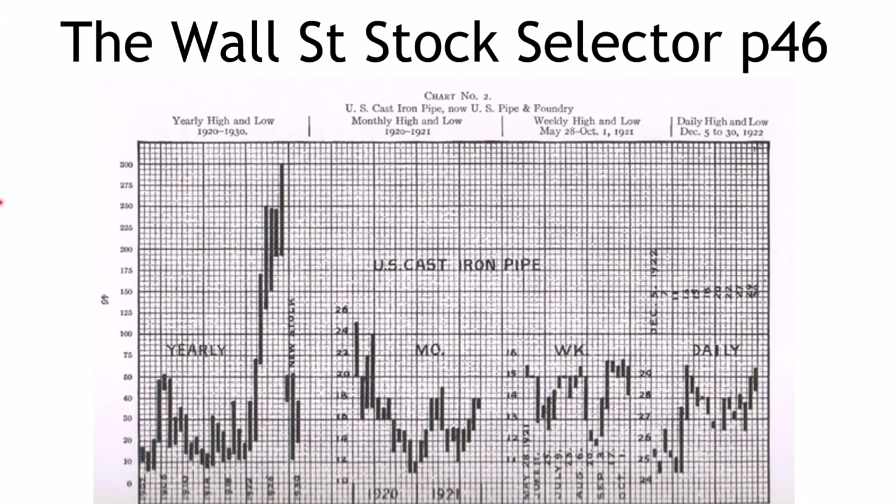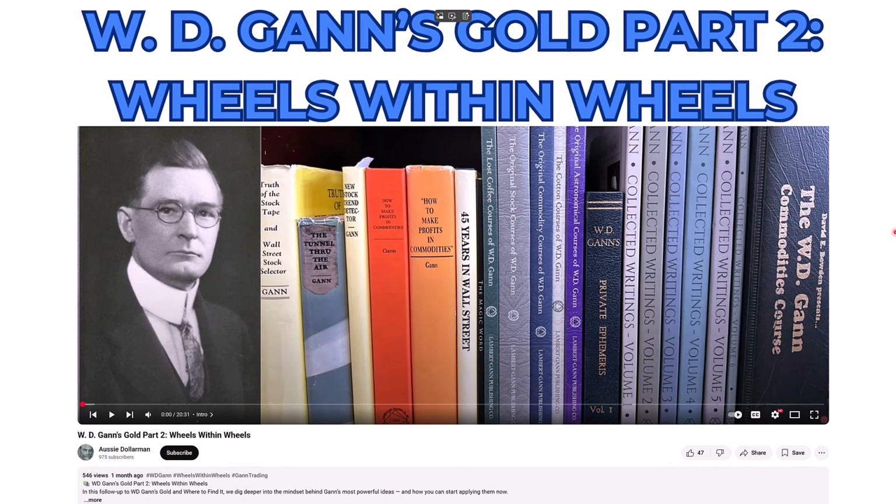Now, if you want to watch that on the pound, I'd strongly encourage you to set up your charts similar to this in Gann's book, The Wall Street Stock Selector. This is called Wheels Within Wheels. That's part of that Gann's Gold series. That was the second video in that series, which is important to study before form reading, because Wheels Within Wheels will help you to understand form reading, because you're not just applying form reading to one time frame, you're applying it to all of your time frames. So you'll need to check that out at some point as well. 48 minutes for form reading, 20 minutes for Wheels Within Wheels. That's 68 minutes.